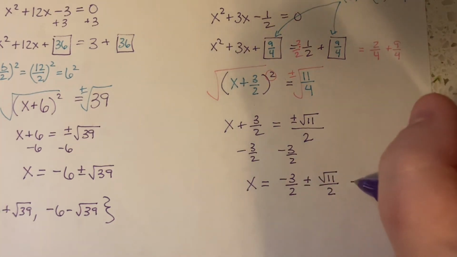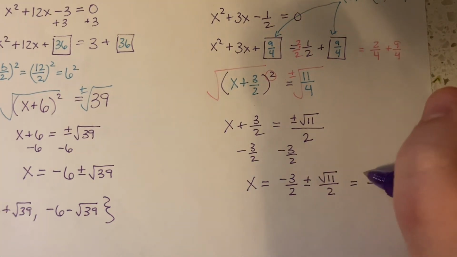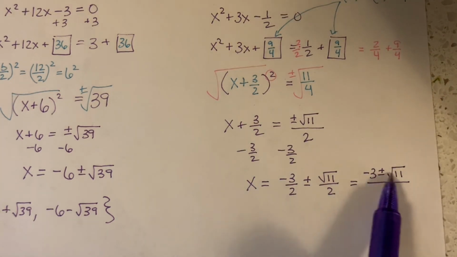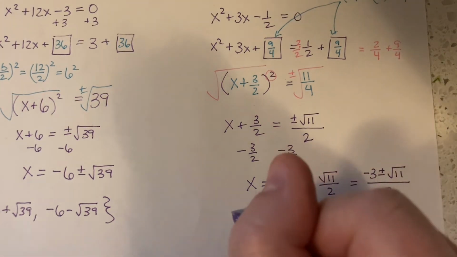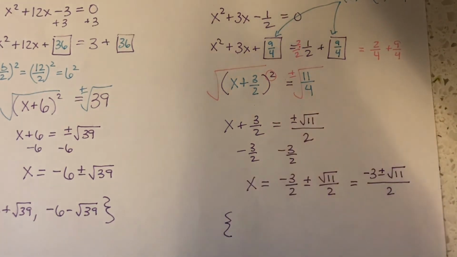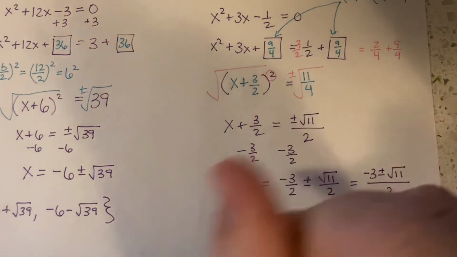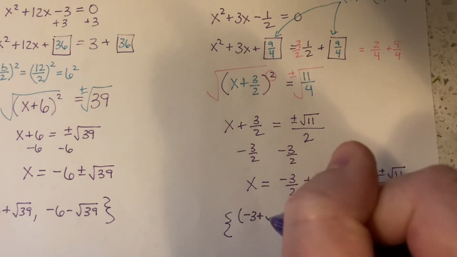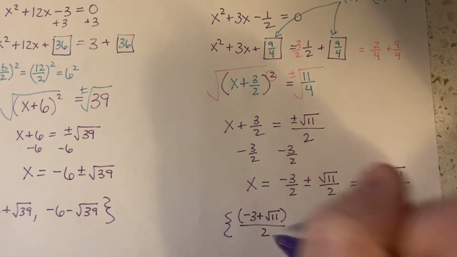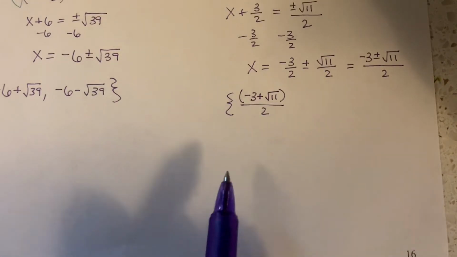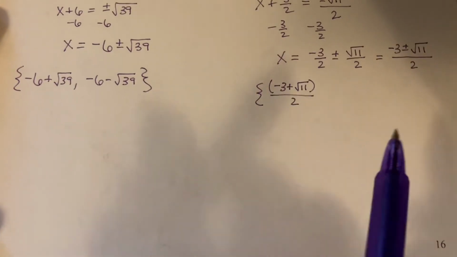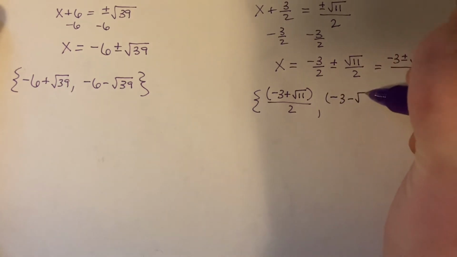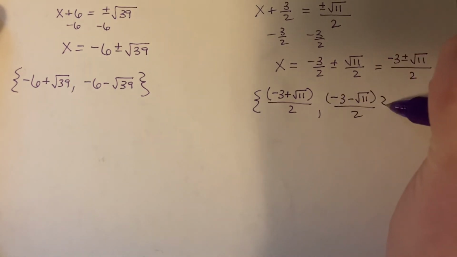Or if you want it to look like a quadratic formula problem, you can put it all over one fraction. -3 plus or minus the square root of 11 over 2. Or you can write it out in curly brackets. When you're typing this in WebWork, if you're viewing it as one fraction, make sure you put parentheses around the top because there's more than one piece to it. Or -3 minus square root of 11 over 2.